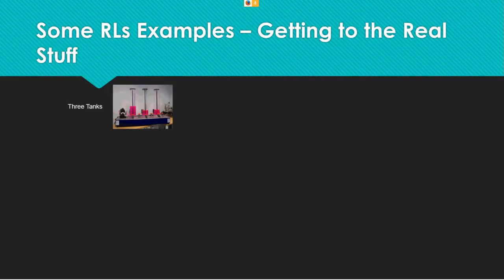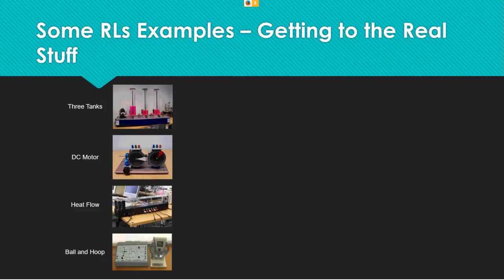While virtual labs and simulations are good because they show what the theory says, remote labs are also amazing, of course, because they are giving real data. So we are getting to the real stuff here, right? In the laboratory we have in the university, we have this plant, for example, a three tanks system in which students need to control the water level or the liquid level in each of the three tanks. But we have a lot more systems, and this is only a representative set of them, because we have about 18, but here I selected four of them. We also have a DC motor, this heat flow system, which I have already shown you in the virtual lab, and a ball and hoop system.